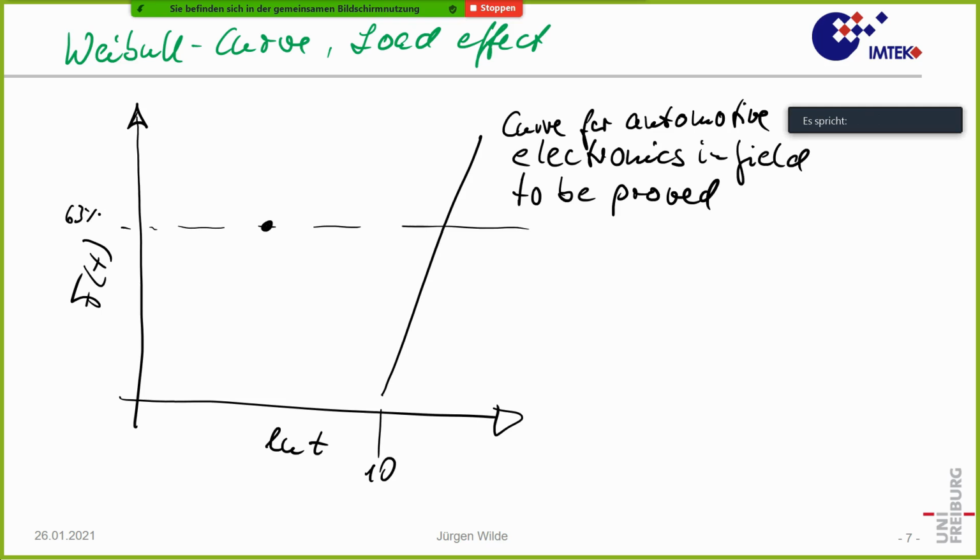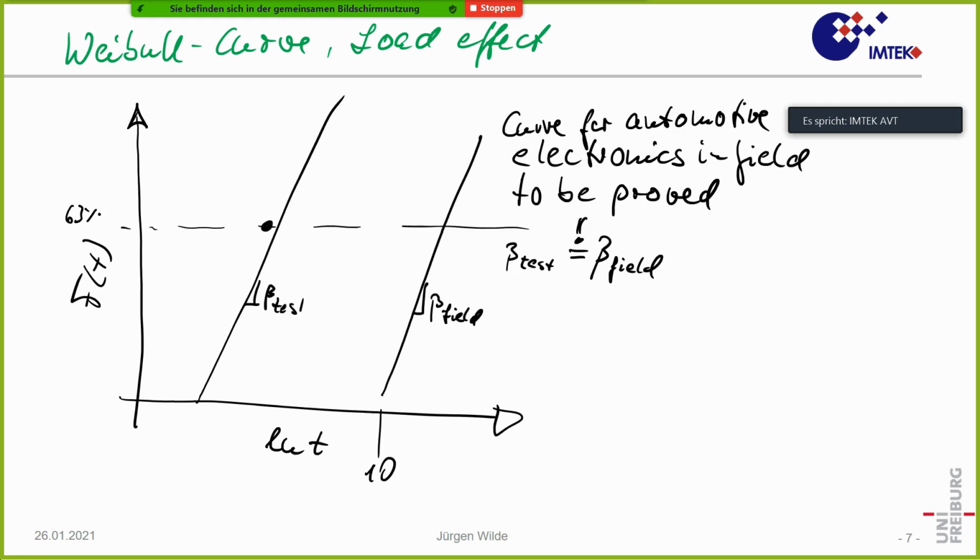To that purpose, I would build a certain sample which is tested, and it is tested in a way that it fails early. It is important that the failure mode does not change between field conditions and accelerated test conditions.